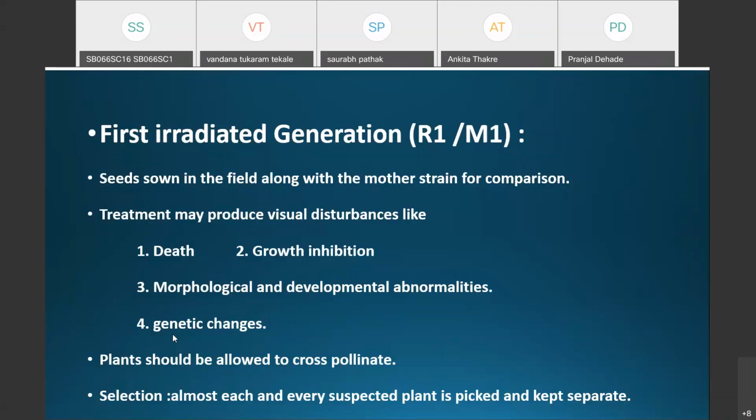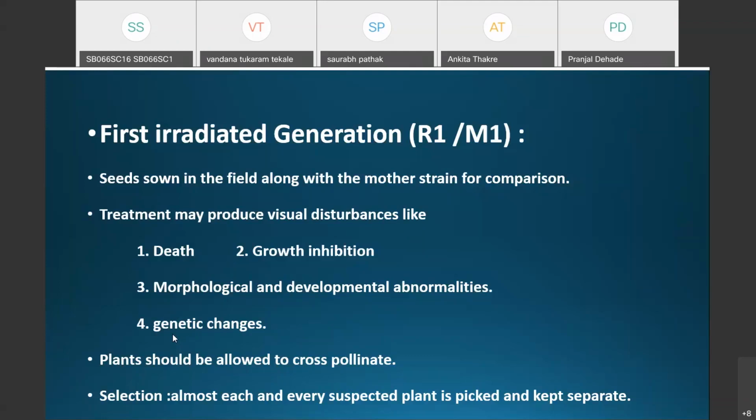If the mutations are dominant, they will readily appear in the first irradiated generation. But generally it is very common that the mutations are recessive. That is, they do not get expressed until the two recessive genes come together. Only when the two recessive genes come together will the character get expressed, and that's why, when the mutations are recessive, it will require one or more generations after their occurrence.